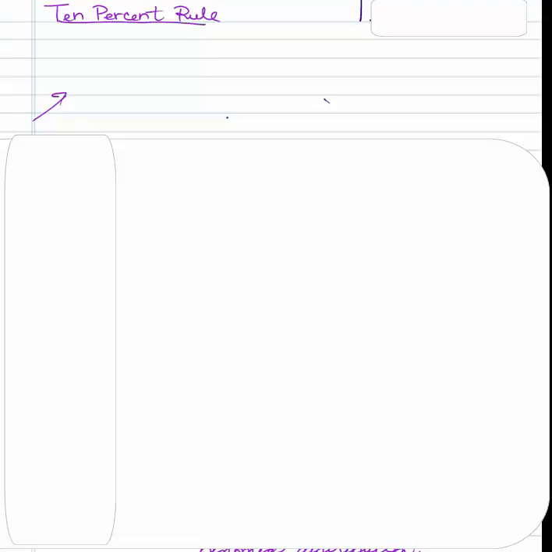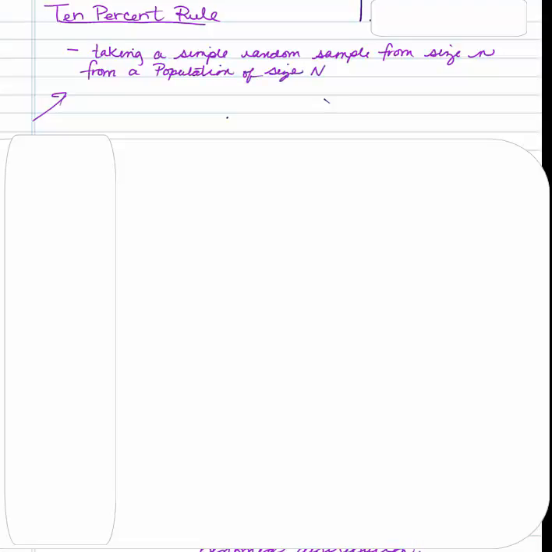Called the 10% rule is something to talk about too, because you're going to be taking a simple random sample from size n from a population of size uppercase N.